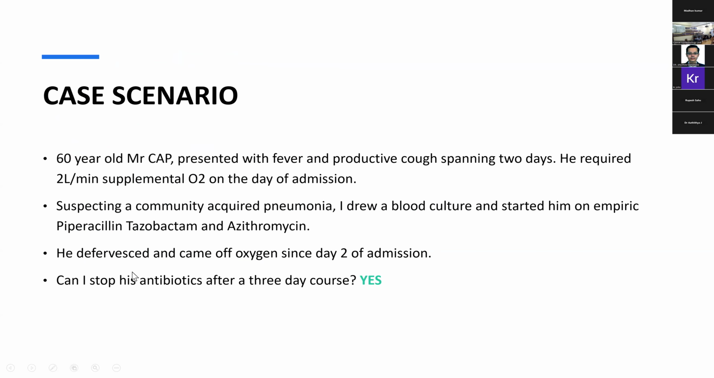So coming back to my case scenario, would I stop his antibiotics based on this? If he is clinically stable on day 2, then yes, I would probably stop.